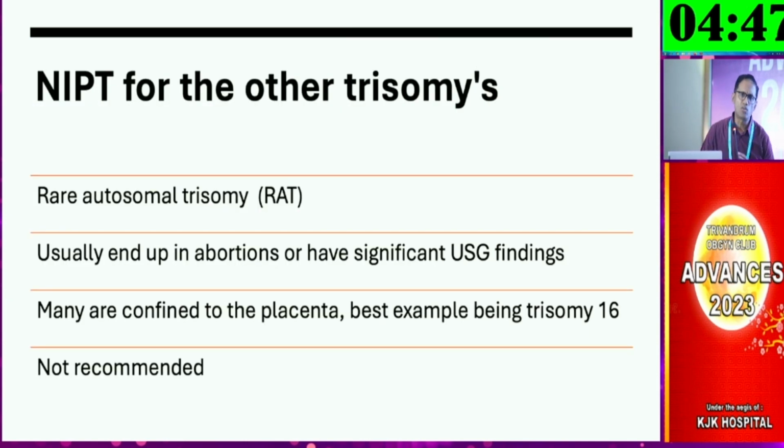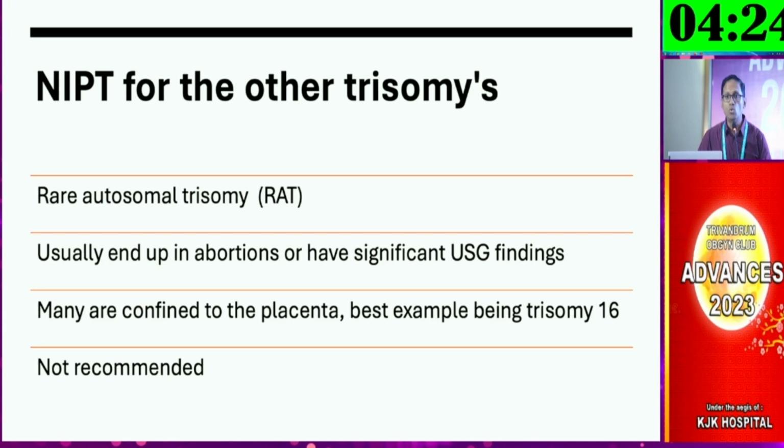You're going to get a lot of lab people coming up to you and telling you, do NIPT for all the chromosomes. Why just trisomy 21? Don't you want to know whether you're going to get a trisomy 1 or a 2 or something like that? These are called rare autosomal trisomies, or RATs. Now, rare autosomal trisomies are rare for a reason, because they are not very common, and most of them are going to have an abnormality on ultrasound.